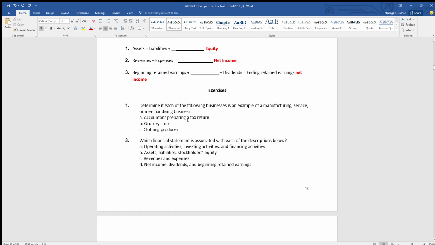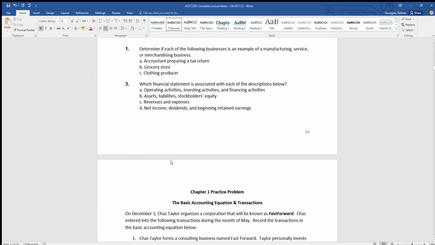So determine if each of the following businesses is an example of a manufacturing, service, or merchandise business. First off, accounting preparation tax return. What is it? It is known as a service. Grocery stores, they will be known as a merchandise business, and clothing producers will be known as manufacturing. Awesome sauce right there, right?